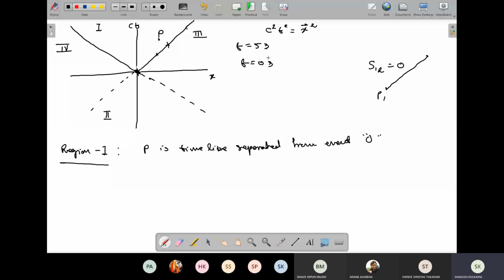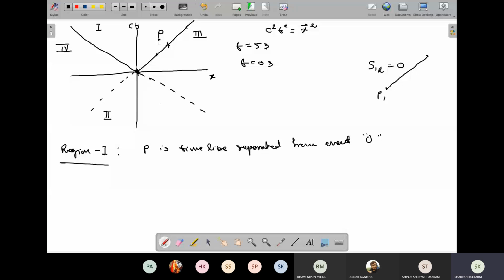t of origin is 0, and suppose t of this point P is, say, 5 seconds. It means that point P will always remain in the future relative to O, always remain in future time relative to O. Is this clear?